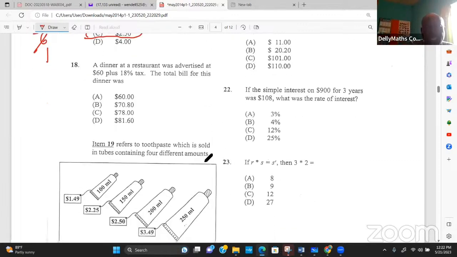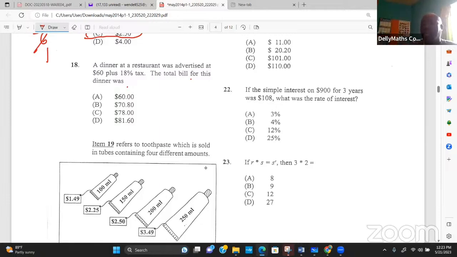All right. Look at number 18. Number 18 says a dinner at a restaurant was advertised at $60 plus 18% tax. The total bill for this dinner is what? Now, it's up to you. I am saying that I'm going to use my 10% concept.